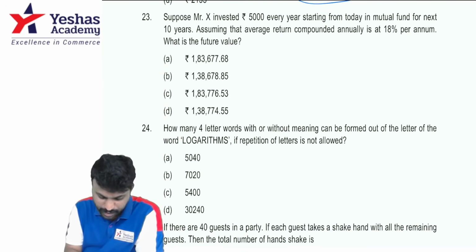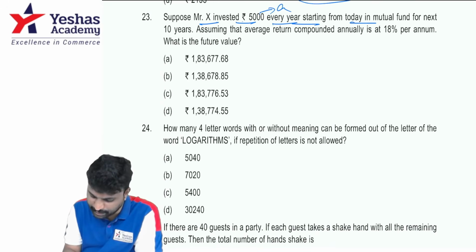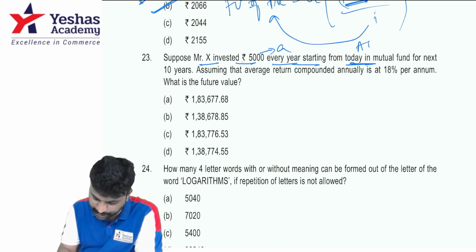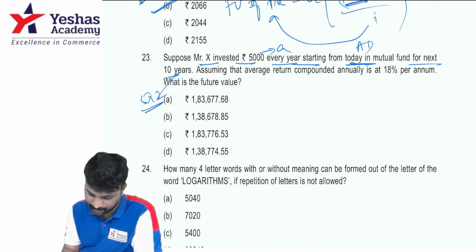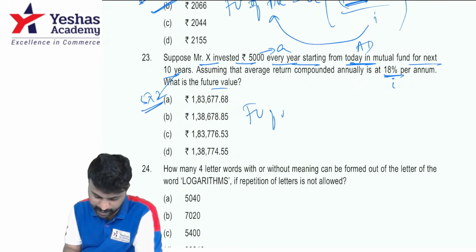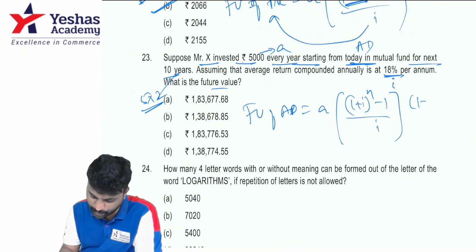23rd one. Suppose Mr. X invested 5,000 every year. That means it's an annuity, starting from today, that means it is annuity due, in a mutual fund for 10 years. Again, 10 you can write as 5 into 2. Then it's 18% per annum, so I is given. What is the future value? So FV of AD is what we need to use: A into 1 plus I whole power n minus 1 divided by I into 1 plus I.